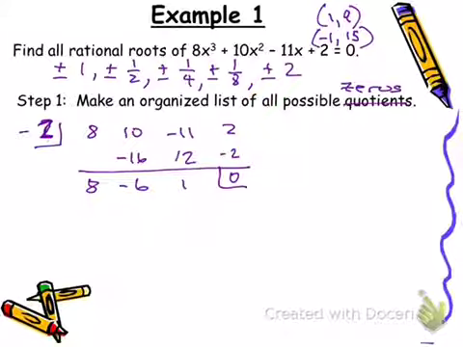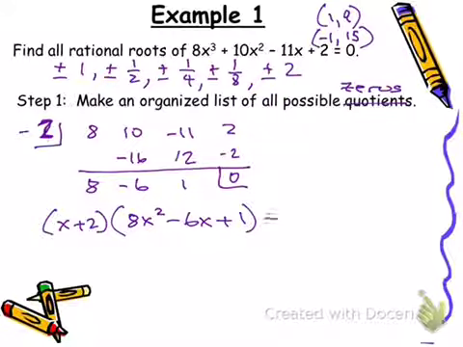X plus 2 is a factor. Okay? As a matter of fact, our original polynomial, 8x cubed plus 10x squared minus 11x plus 2, is equal to x plus 2 times what? 8x squared minus 6x plus 1. So I have used the 1 zero that I've found to get a factorization. Now, using all of our skills from test 4 that we just took, I'm going to be able to easily find the zeros of that polynomial.